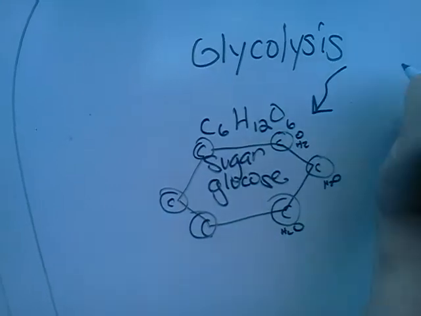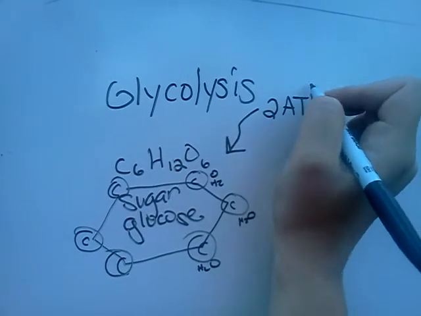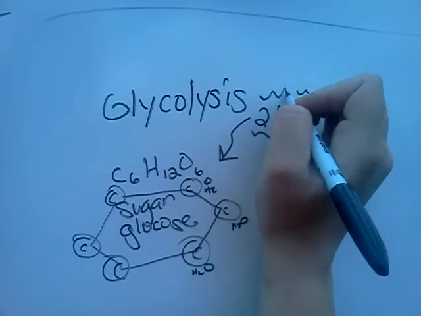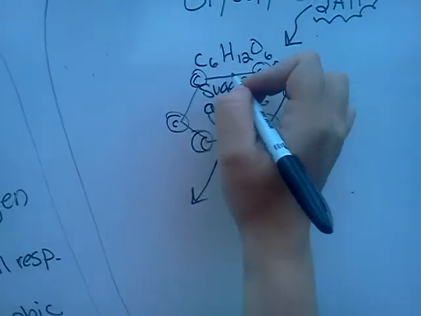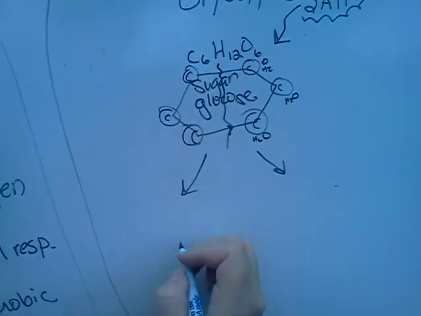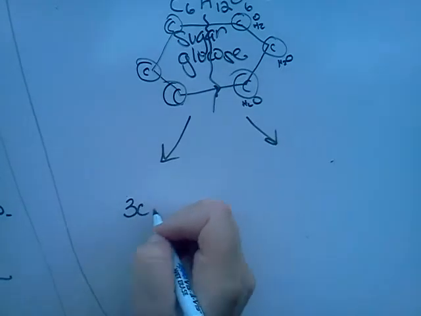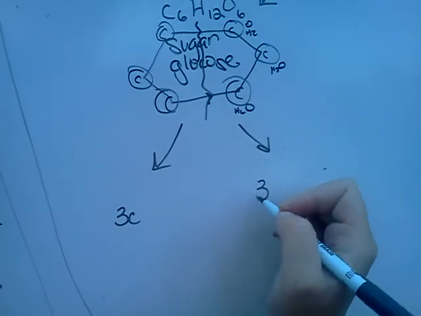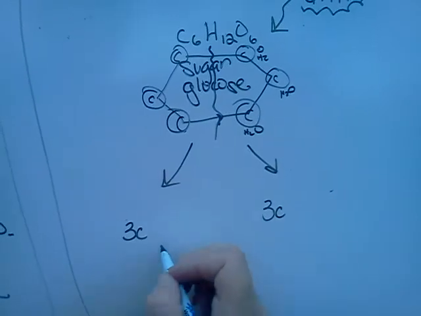Well, how are you going to get it to split? You're going to need to use some energy. So you're going to spend 2 ATP, which is a molecule that carries energy. And that's going to split this in half. You're going to snip it right down the middle. So you're going to make 2 molecules now that only have 3 carbons. They still have their hydrogen twins for each carbon and their oxygen dog. But you have 2 3-carbon molecules.